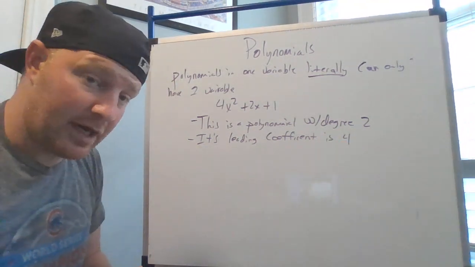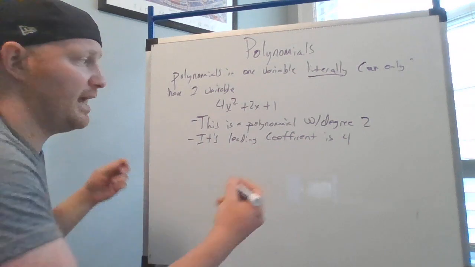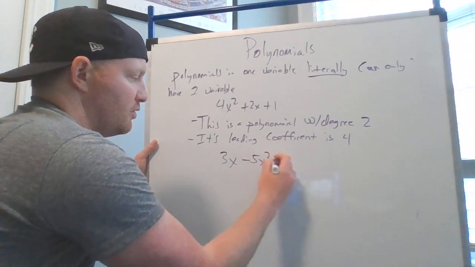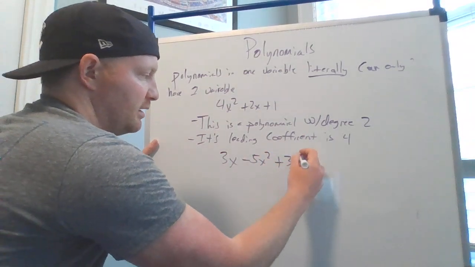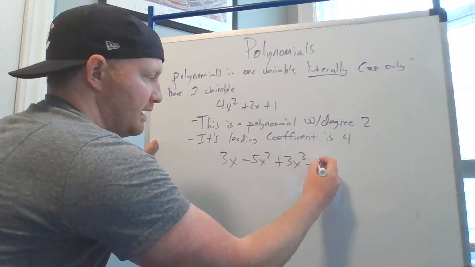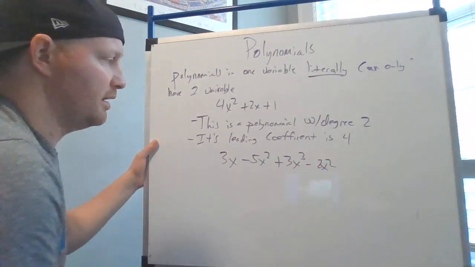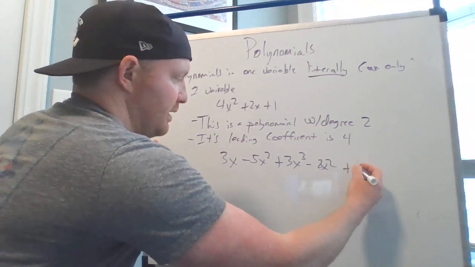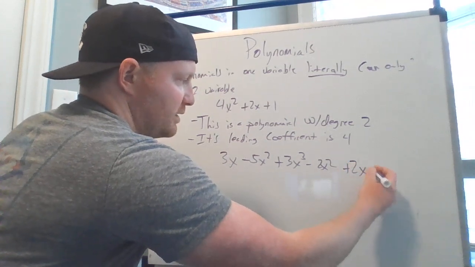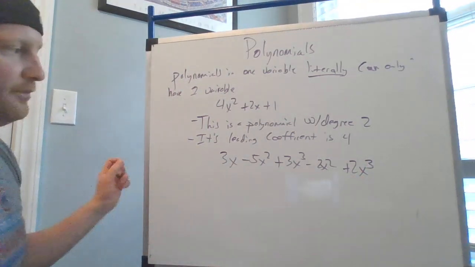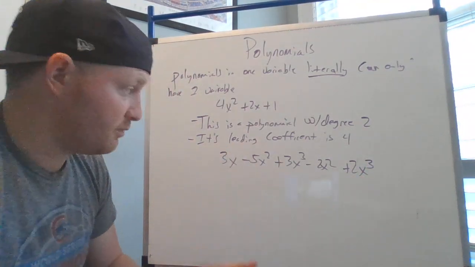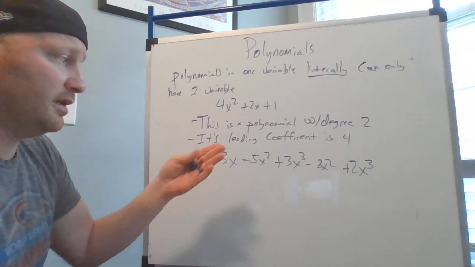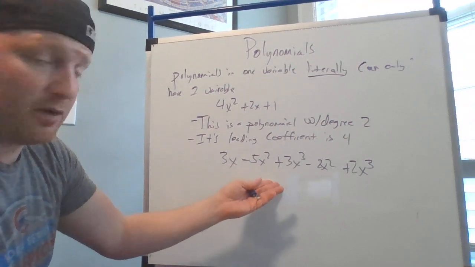Now let's be careful. All right, a little side note for this. Let's say I had a polynomial like this. 3x minus 5x squared plus 3x to the third minus 2x squared plus 4, let's say, plus 2x to the third power, okay? So that's kind of a hot mess, and I did this on purpose because a question might ask you in the future, what is the degree of this polynomial and what is the leading coefficient?